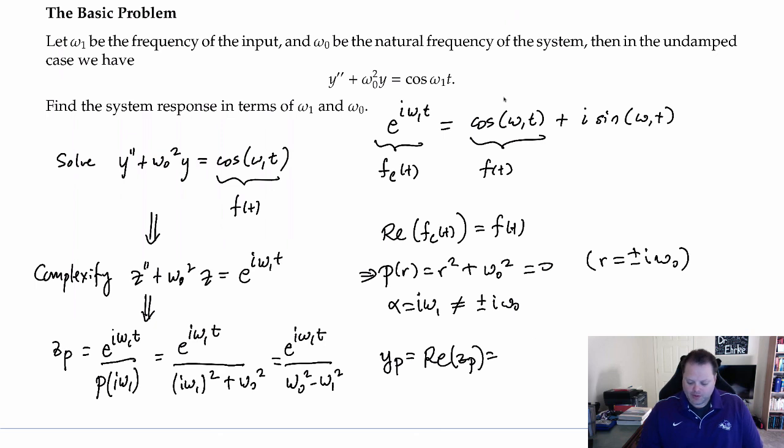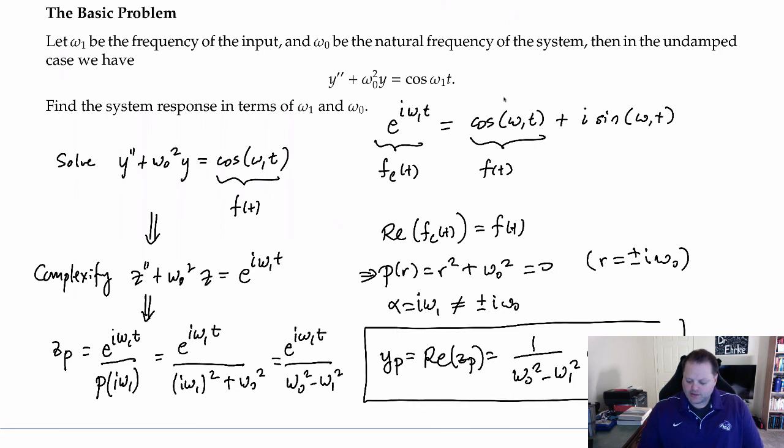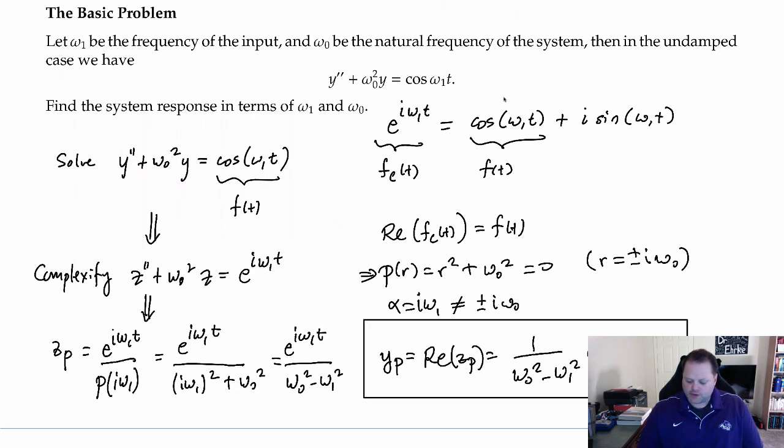So this will simply be 1 over omega naught squared minus omega 1 squared, cosine omega 1t. So this is the solution response to being pushed by something with frequency omega 1. And it makes sense that eventually, whatever your swing path is, if I continue to push you at a certain frequency, eventually you will look like the frequency with which I'm pushing you. So you can see here that the solution is cosine omega 1t, just like the forcing function is, but we have an altered amplitude.